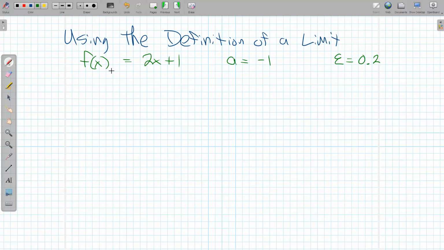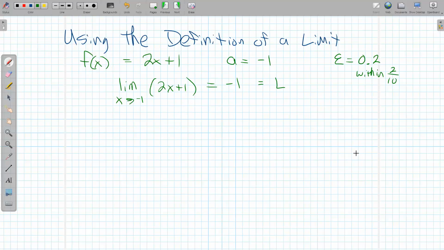So based on at least the first two pieces of information, I can say, all right, the limit as x approaches -1 of 2x plus 1 is what? Well, plug in -1, we get -2 plus 1, it is -1. So that's what we think L is right there. And then someone says to me, if L is -1, give me some x values that get me within 2 tenths, right? 0.2 is 2 tenths.